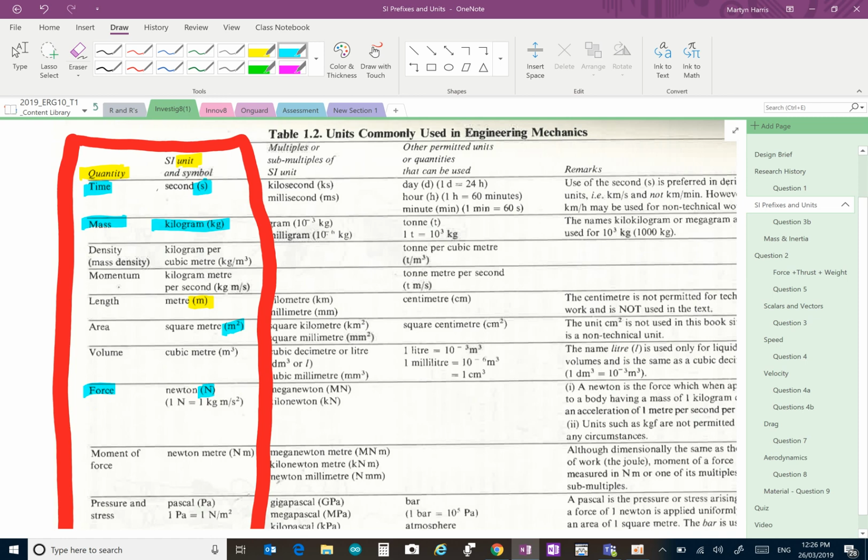But in the next video, what I'm going to talk to you about is how we simplify things when we get really large numbers or really small numbers, and how we use a thing called SI prefixes, which is standard international prefixes. But that's in the next video. So if you want, you can move on to that now.